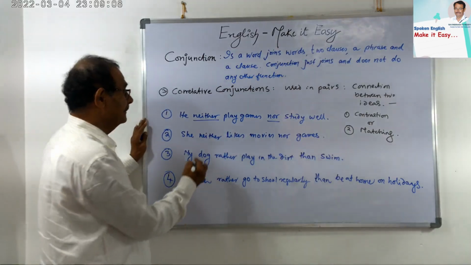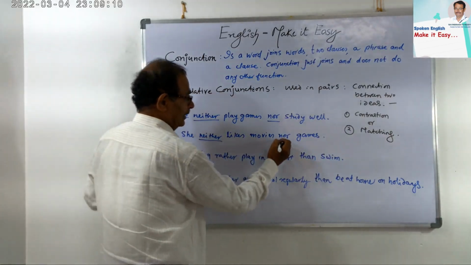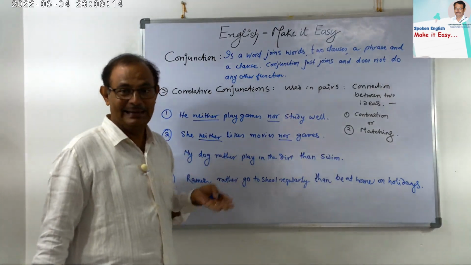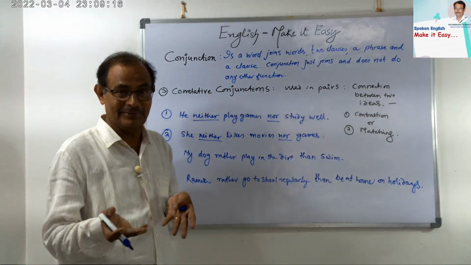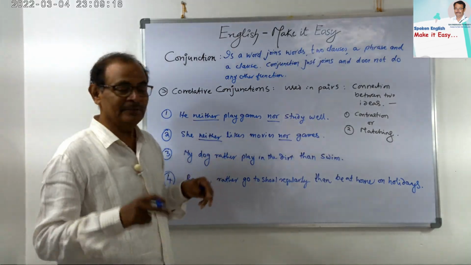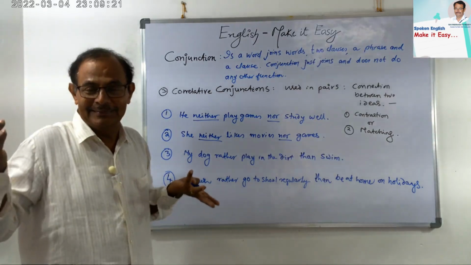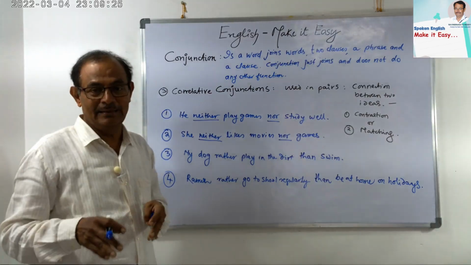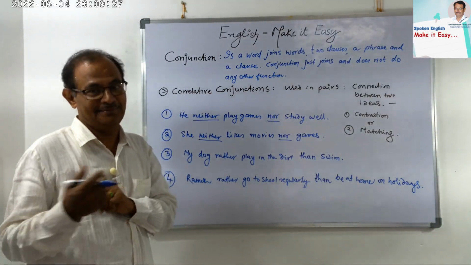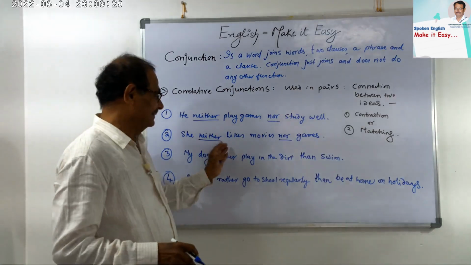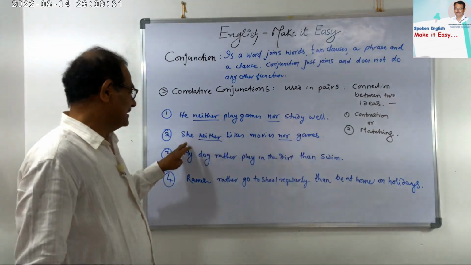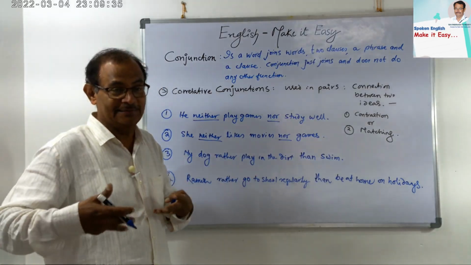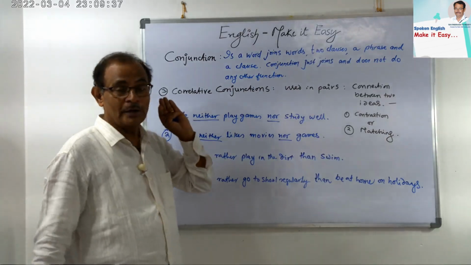She neither likes movies nor games. Oh, she doesn't like movies and games. You can also say it in another fashion: she doesn't like movies, games. Or you can say she doesn't like movies and games. That is also okay. This is another way of telling that she neither likes movies nor games. It is two ideas just joining with the correlative conjunction.